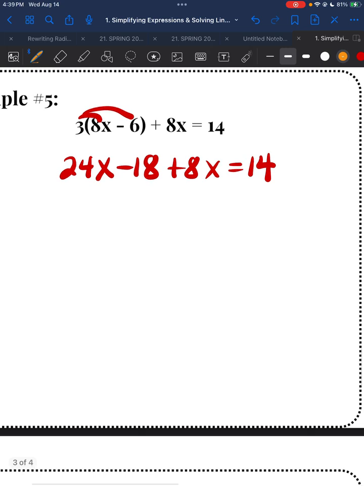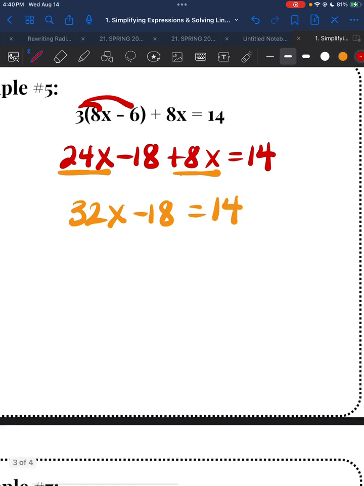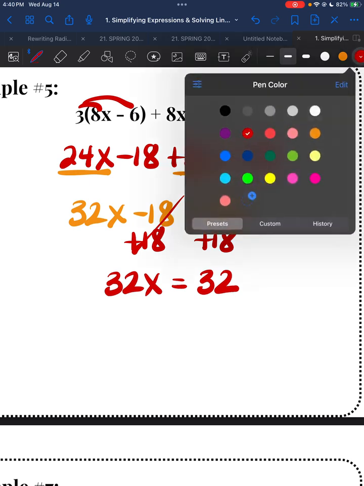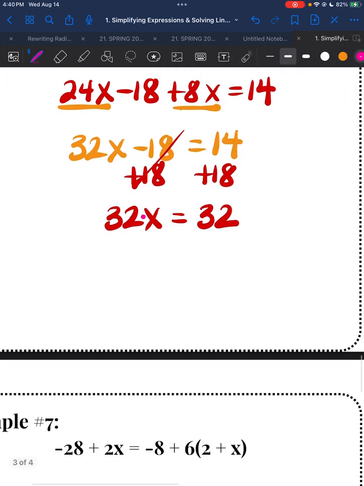And then combine like terms. On the left of the equal sign, I can combine these two. 24x plus 8x gives me 32x. Bring down the minus 18 equals 14. I'm now going to move the 18 by adding it. So I have 32x is equal to 32. And then to get the x by itself, I divide by the 32. So x is 32 divided by 32, which is 1.